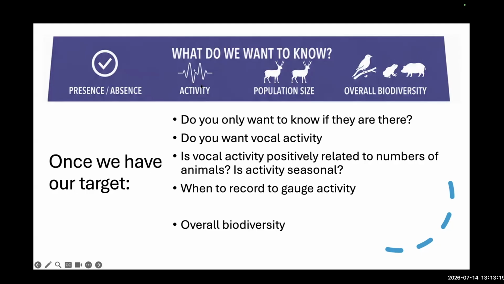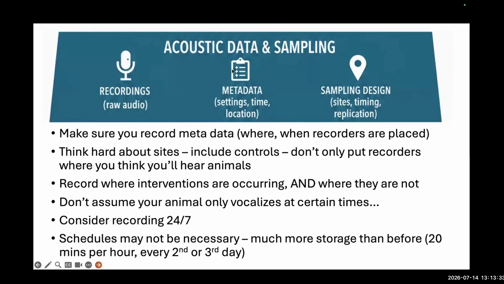You need to decide when you're going to record, because you want to record when they're most active if you're looking at activity as a gauge of how many there are. And you may want to measure overall biodiversity. So you need to make a decision about which of those things you're measuring.